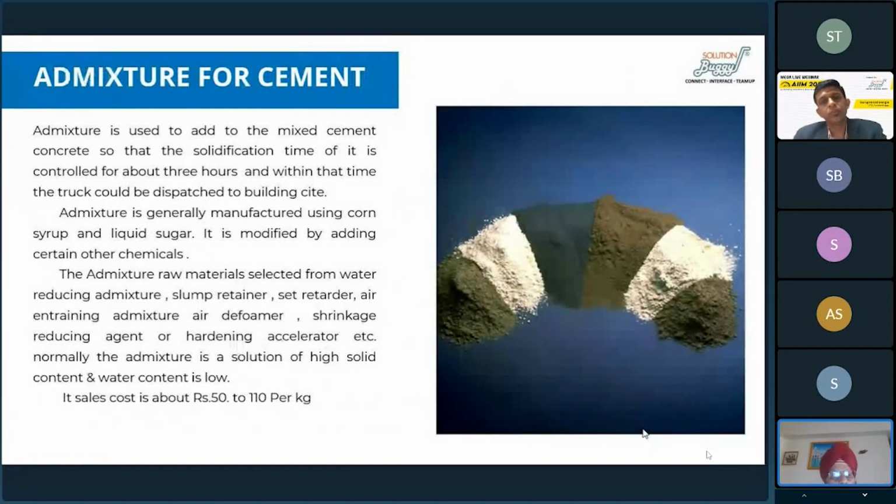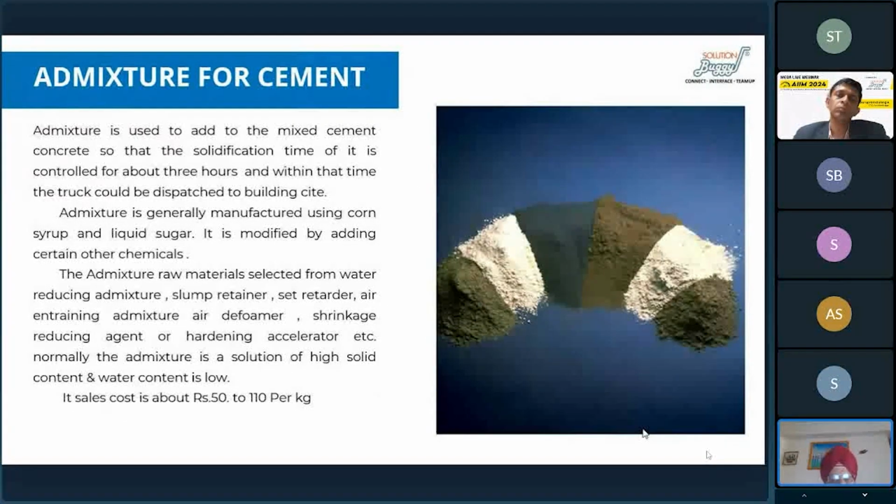A cement admixture is a substance used in mixed cement concrete so that the solidification time is increased and can be controlled up to about 3 to 4 hours, so that the concrete can be dispatched to the place where the building is being made. So it can be taken to the building site, and that is why admixture is used and manufactured. Generally, they say that the smallest component of admixture is corn syrup and liquid sugar, but it is not enough.